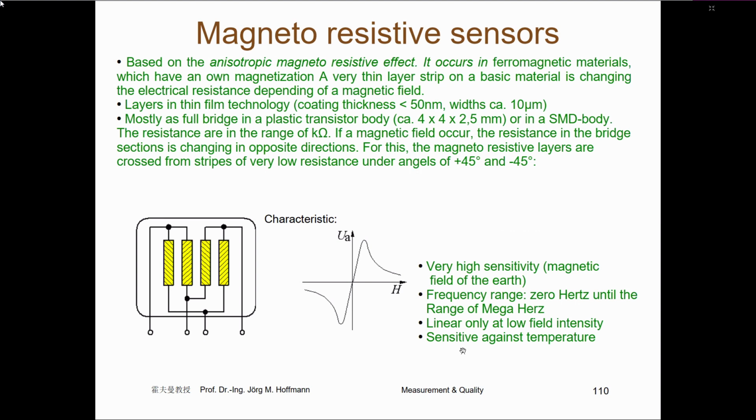They are also sensitive against temperature, but the sensitivity against the magnetic field, that it is so high, is for some applications a huge advantage, but for many other applications where it is too sensitive, it's a disadvantage. It's depending on what you would like to do. And normally the magnetic field of the Earth has already an influence. But when you would like to measure this, then it is an advantage.